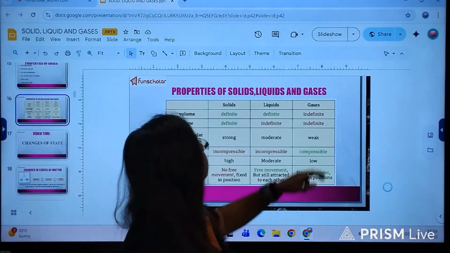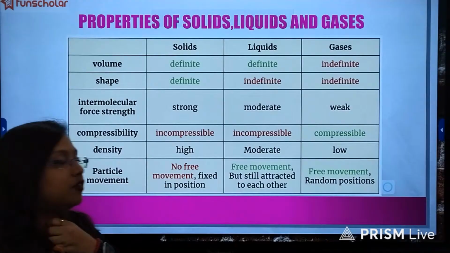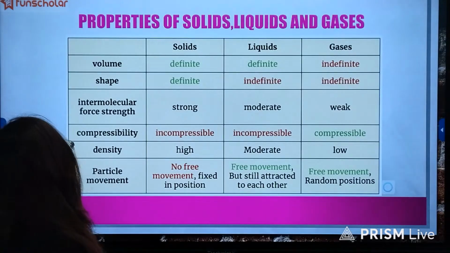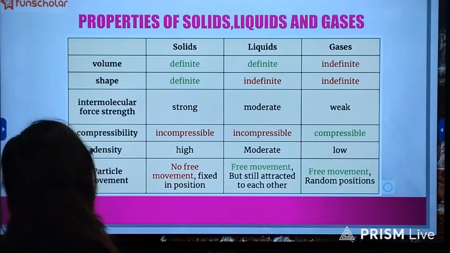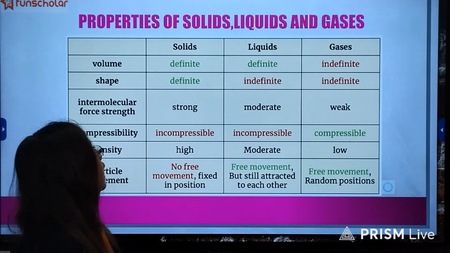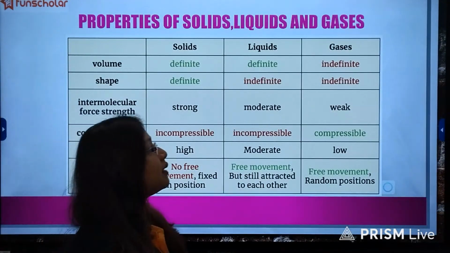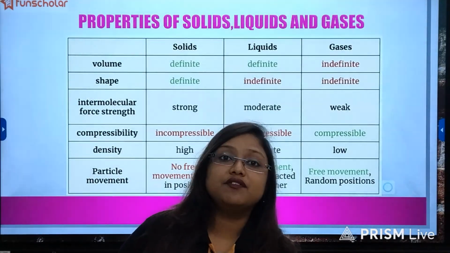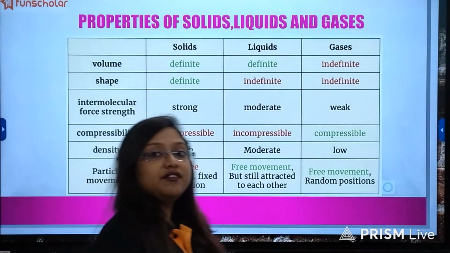About this chart, we have already studied about this chart, but let me give you some summary about whatever we have studied last day. That is the properties of solid, liquid and gases. Let's recap a bit. That is what's the characteristics of solid, liquid and gases. If we talk about the volume, then solid have definite volume, liquids have definite volume, but gases don't have any definite volume. So we can say that gases have indefinite volume. In case of shape, we can say that solid have definite shape, whereas liquid and gases have indefinite shape.